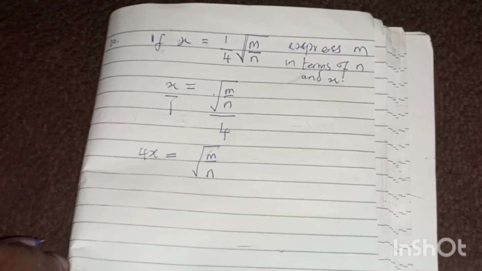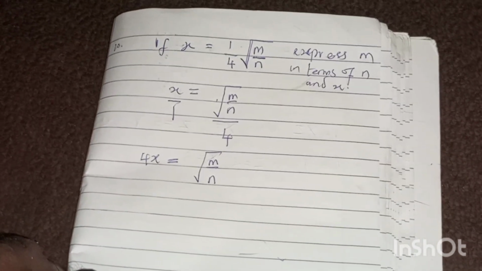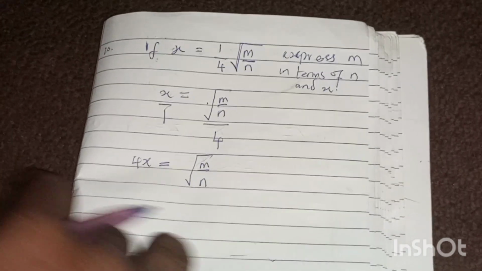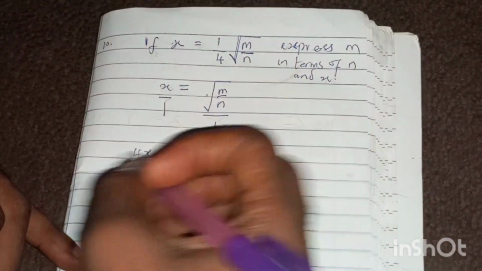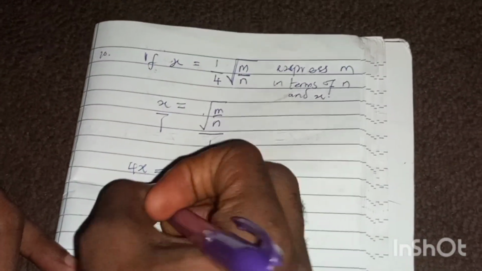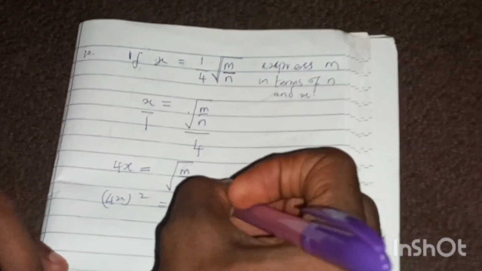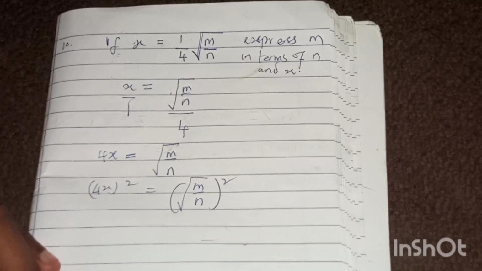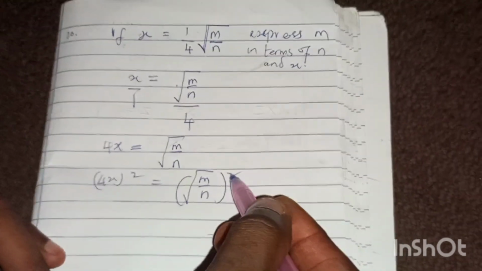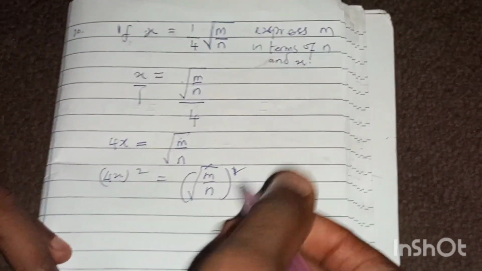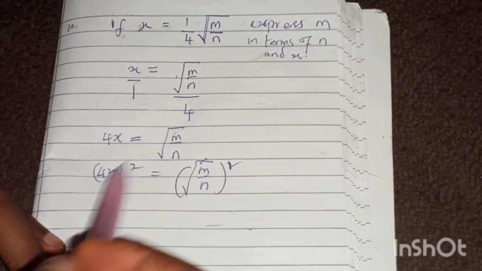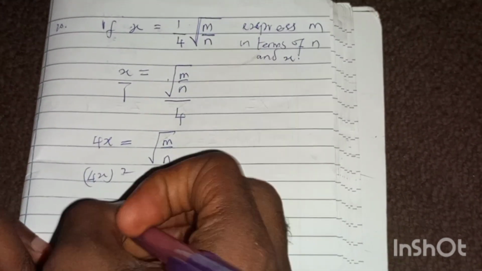Okay. So the next thing is to get rid of the square root. And how do I get rid of square root? I have to square both sides. Take the square of both sides. So if I square this expression, 4x all squared equals square root of m all over n all squared. When I do that, then square and square root will cancel out. And if I open this bracket with this square, it's going to be 16x squared. So I have 16x squared.